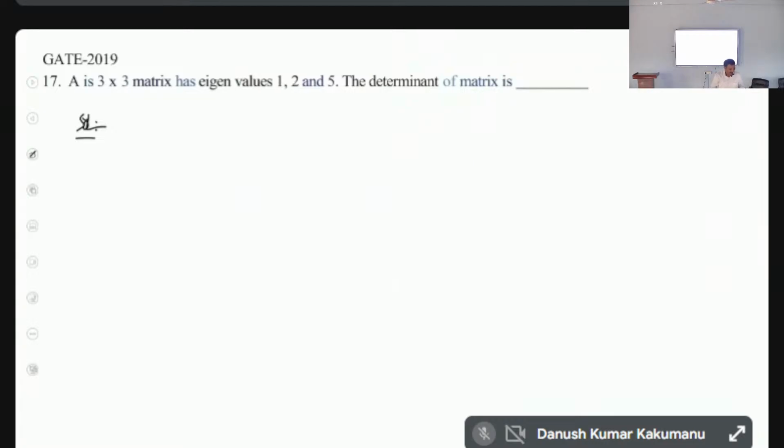Correct, right. What is the answer? If A is a 3 by 3 matrix that has eigenvalues 1, 2 and 5, what is the determinant value? Determinant is equal to the product of the eigenvalues. 1 into 2 into 5, 10 is the answer.